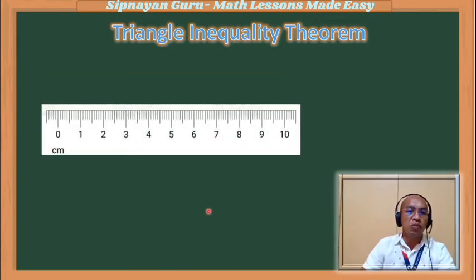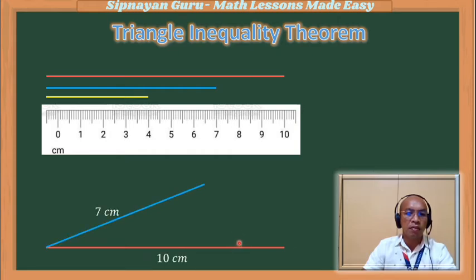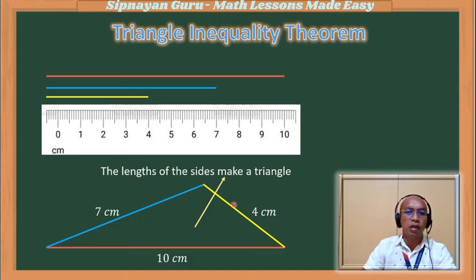So how about these measures? Our shortest side is 4 centimeters. The second side is 7 centimeters. And the longest side is 10 centimeters. As you can see, these side lengths can form a triangle.